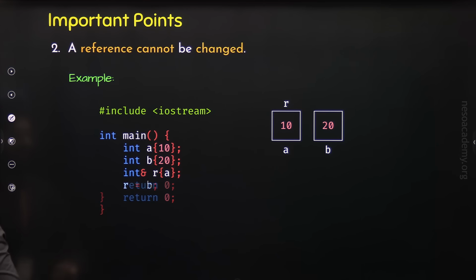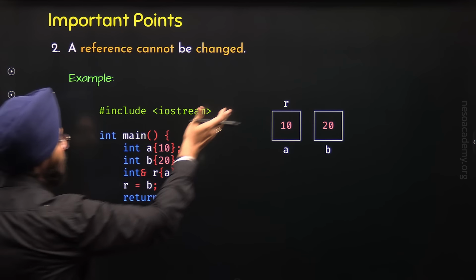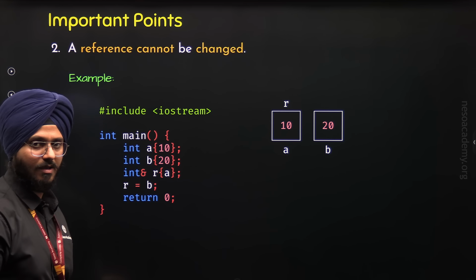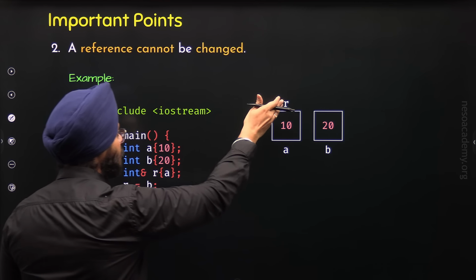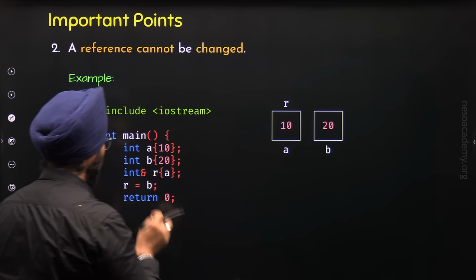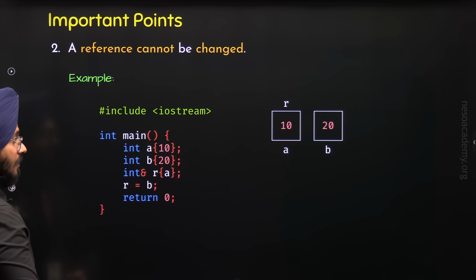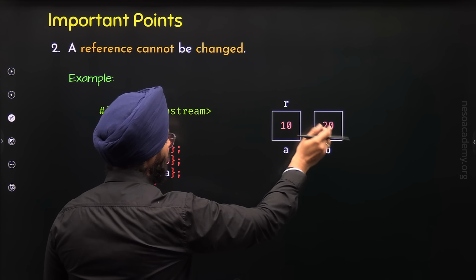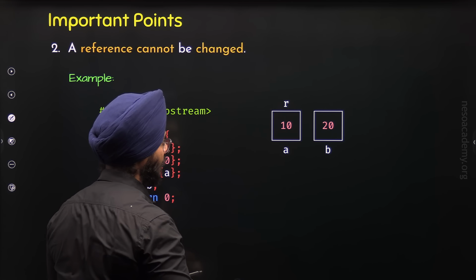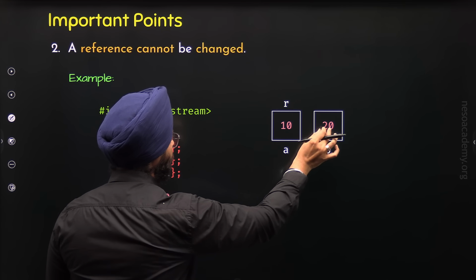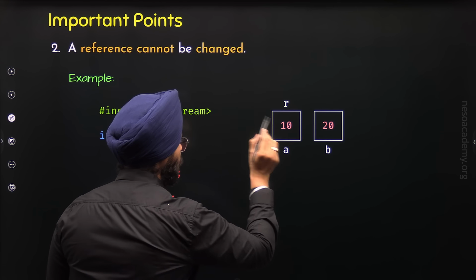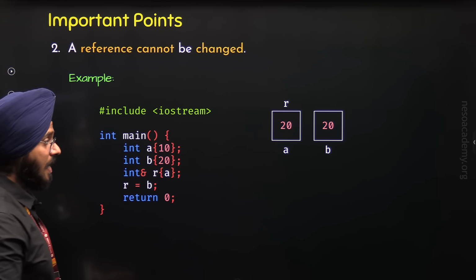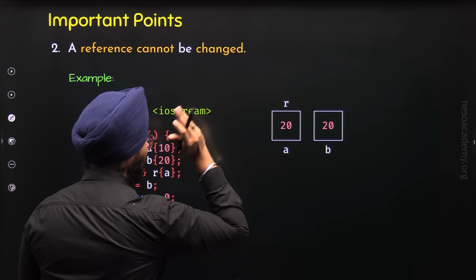If we write something like this, r equals b, then it is not the case that r becomes the reference of b. Here, this r can be replaced by a because r is just another name for a. So here we have a equals b. This means the value of b will be transferred to a. In other words, we will get the copy of this value in the variable a. So now we can replace 10 by 20. So now this variable a is holding value 20.